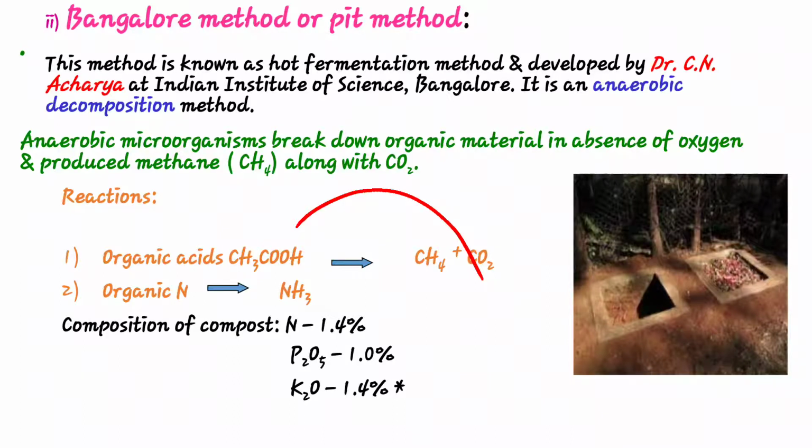Then anaerobic microorganisms break down the organic material in the absence of oxygen and produce methane and carbon dioxide gases. So this is the first method and its procedure, how to fill the trench, and the decomposition process. This is an anaerobic method, it forms methane and carbon dioxide, and some reactions take place at the time of decomposition. This is the second method, that is the Bangalore or pit method.